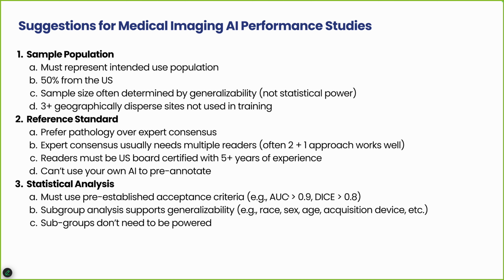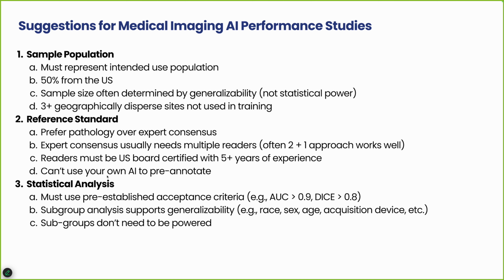So really quick, a few comments and suggestions after having done a lot of these submissions. The sample population needs to represent the intended use population, 50% from the US. Note that the sample size for your studies is not typically determined by the statistical power. That's something that people often think. But it's usually larger than that due to the need to show generalizability through subgroup analysis of a number of different factors. FDA almost always requires data collected from at least 3 different sites that are not used in the training.